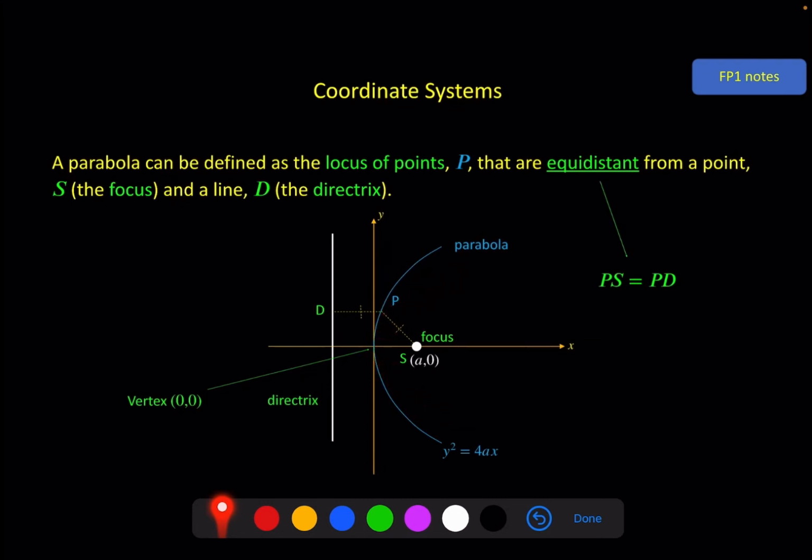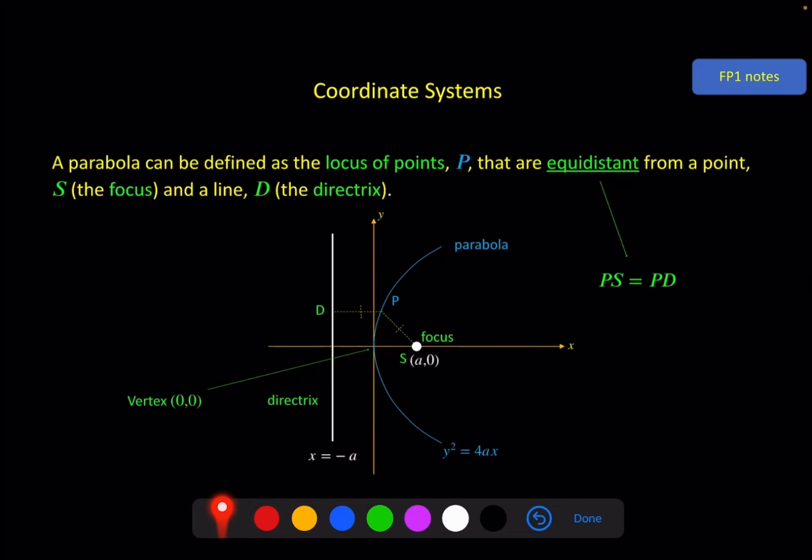So that has an effect. And of course, because the distance from here to here at this point must be equal to the distance from here to here, then we know the line of the directrix D must be x equals minus a, where this is the same a coming into the equation.